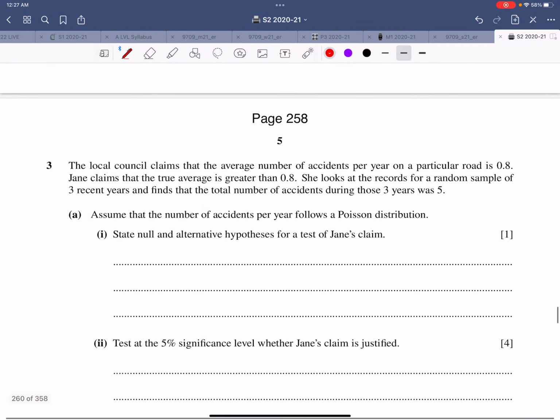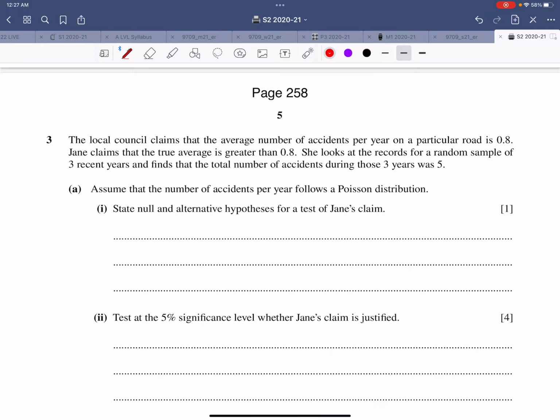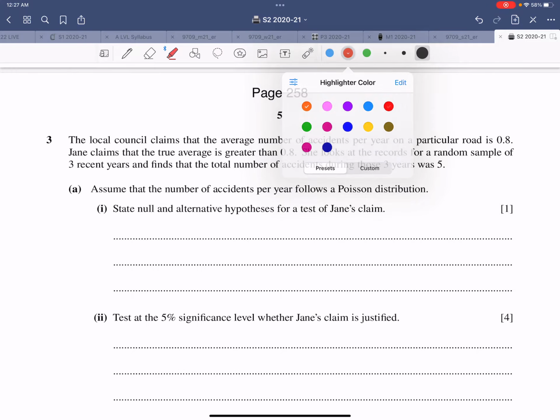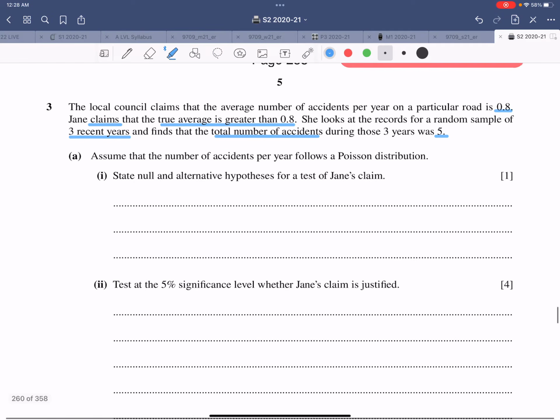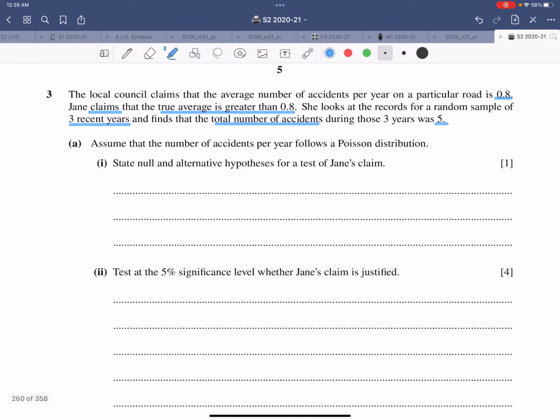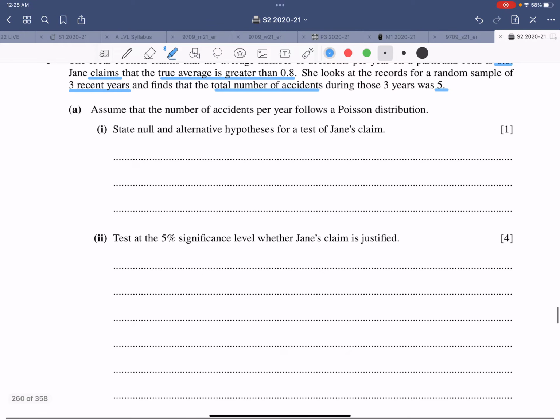Now let's move on to another question. Question number 3. It says the local council claims that on average the number of accidents per year on a road is 0.8. Jane claims that the true average is greater than 0.8. That is the claim of Jane. She looks at the records for a random sample of 3 recent years and finds that the total number of accidents during those 3 years was 5. Assume that the number of accidents per year follow a Poisson distribution. State suitable null and alternative hypothesis.